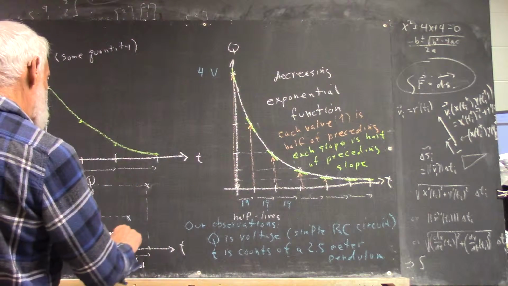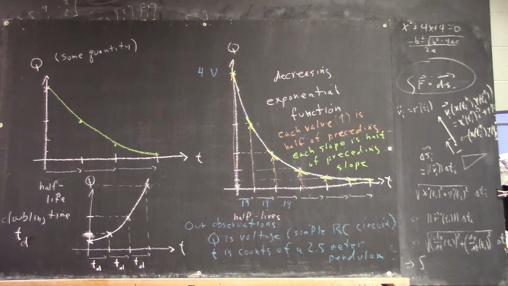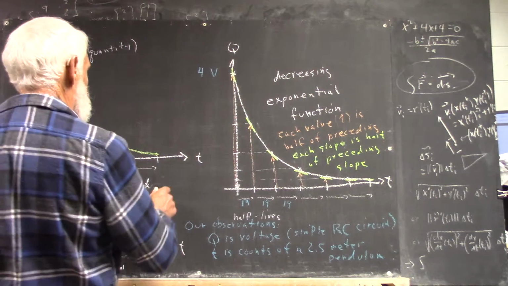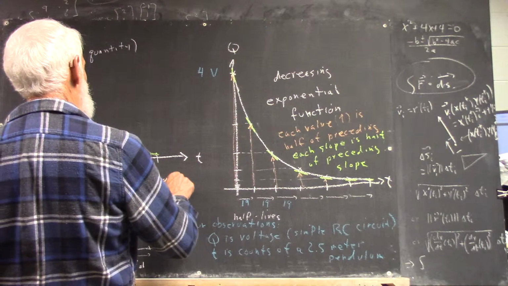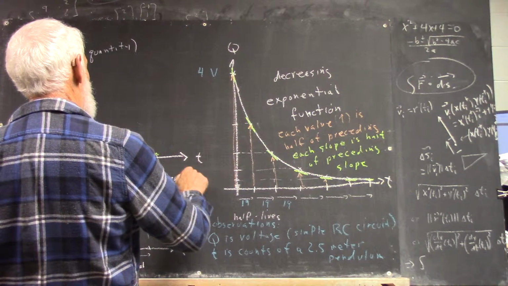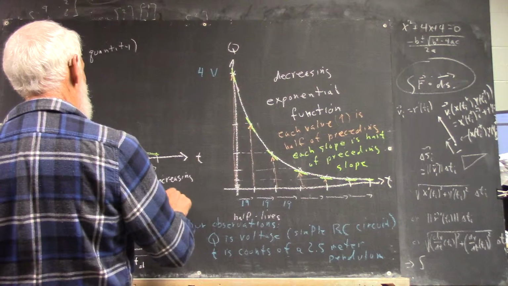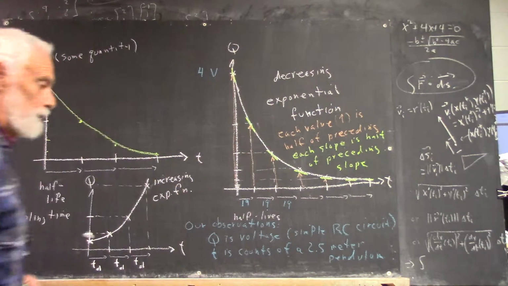And your graph looks like this. Kind of looks like a parabola, but it isn't. Okay? That make sense? What would you call that curve? It's an exponential function, just like that one. Okay? This is an increasing exponential function.